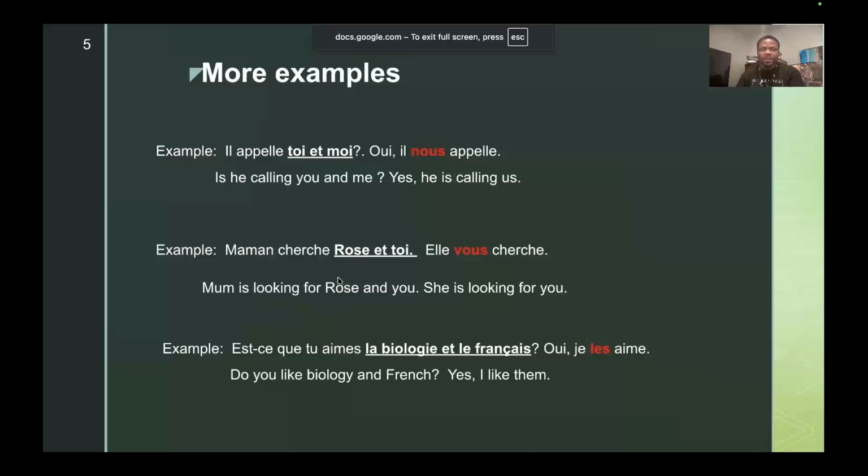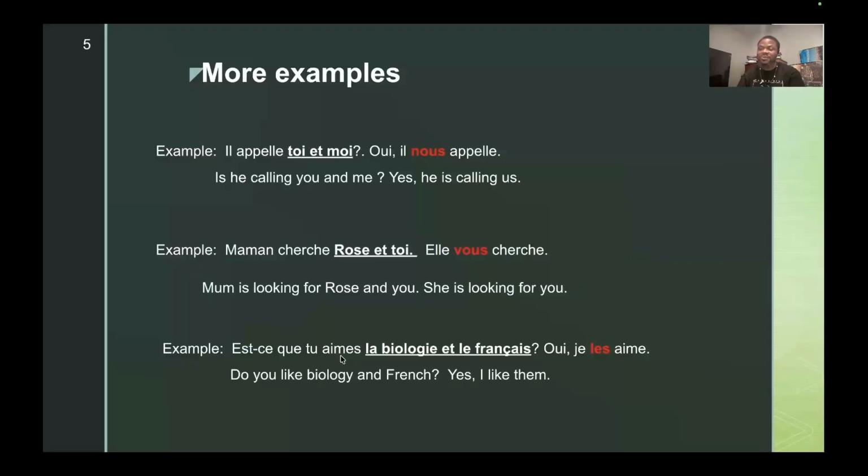Now, we are here. Maman cherche Rose et toi. Mom is looking for Rose and you. Is looking for both of you. Elle vous cherche. She's looking for you. All right? So this is how these are used. And let's see the last one.